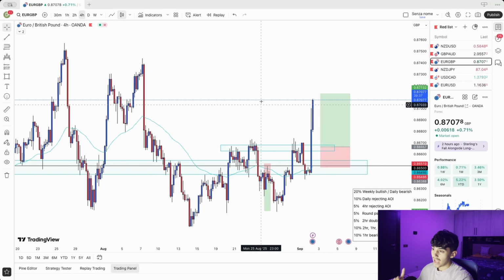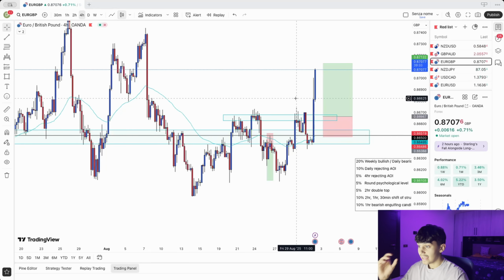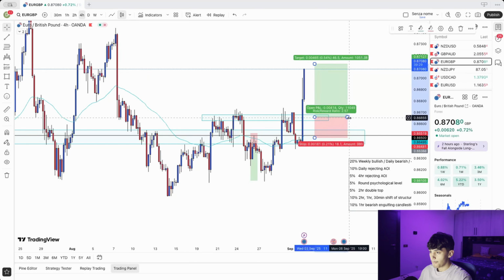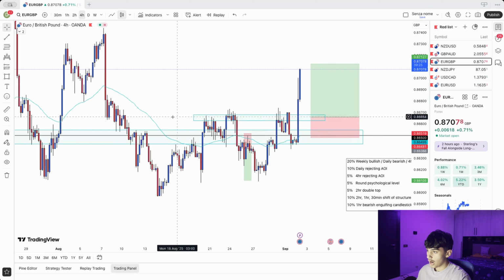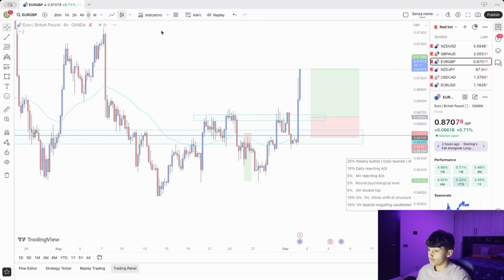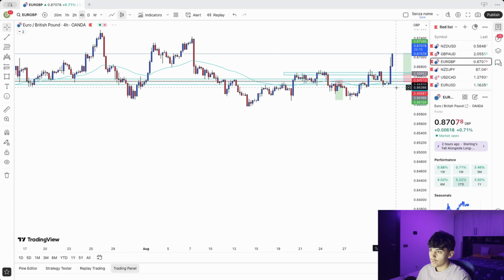Euro/GBP, I predicted it to go to the downside and have the push to the downside. It didn't; it had a big push to the upside. In fact, if you want, you guys can wait for the pullback to this 4 hour area of interest to then buy with a take profit of a 1 to 2. High probability trade setup as well, so if you want, you can take it.